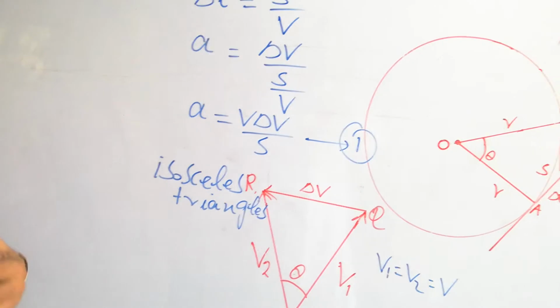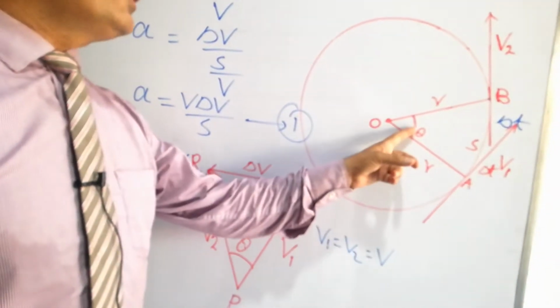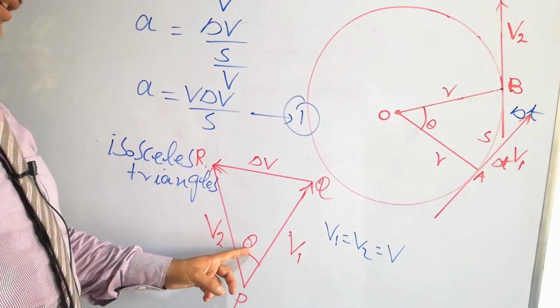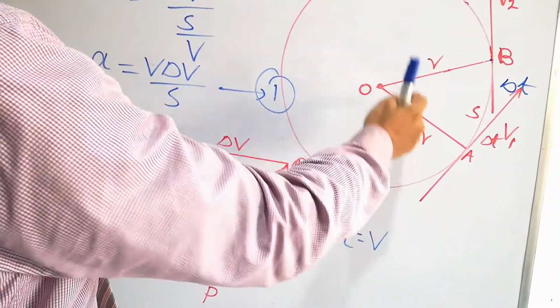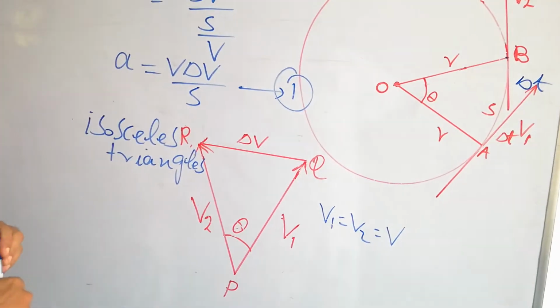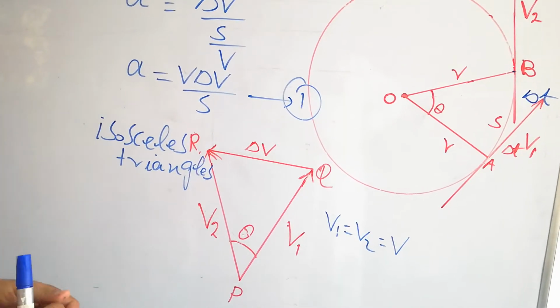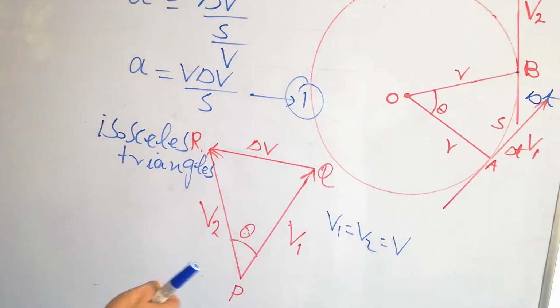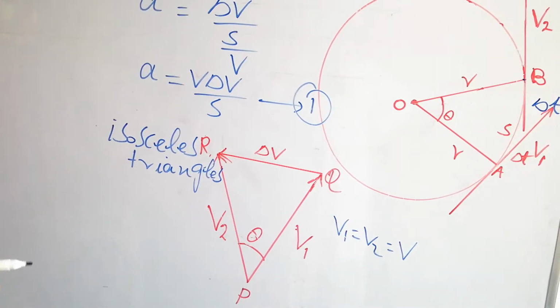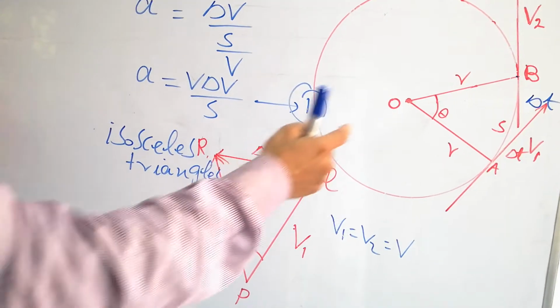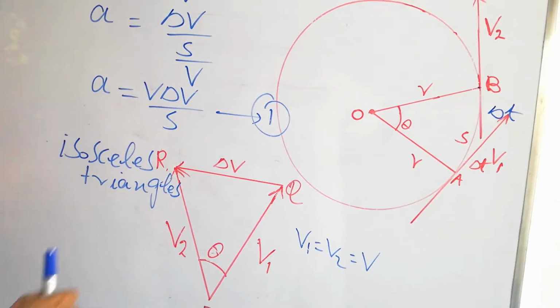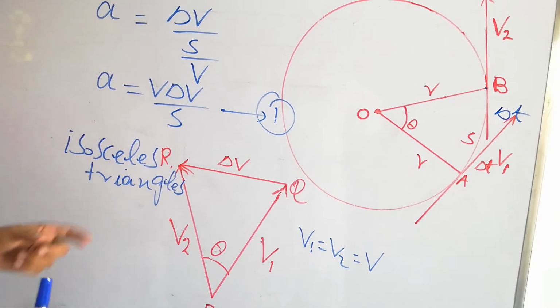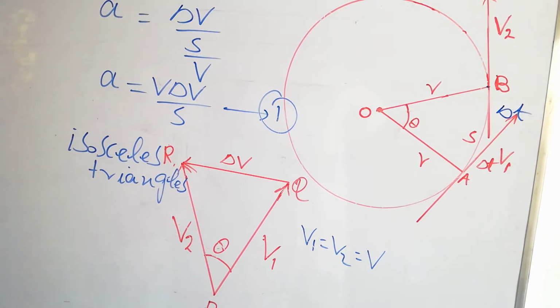So they are isosceles triangles. The angle is theta here, and in this case the angle is theta. Both the sides are equal, and similarly both the other sides are also equal. They are also similar triangles. Students, these two triangles, AOB and QPR, are isosceles triangles and they are also similar triangles.